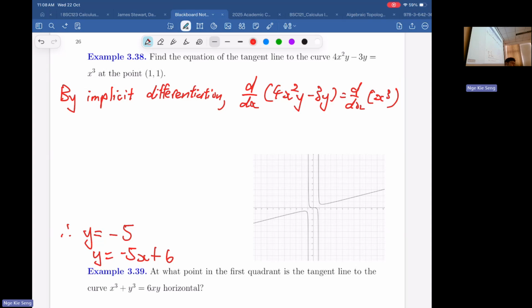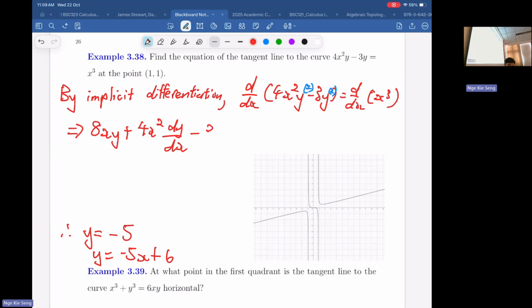Because we've got the x squared times y here, you should imagine they are a product of two functions in x. So if you use the product rule, what do you get here? You get 8xy plus 4x squared dy/dx. Okay, this is the product rule part.